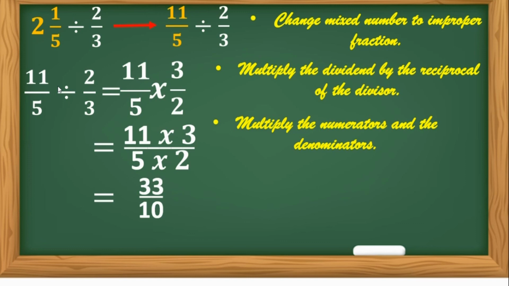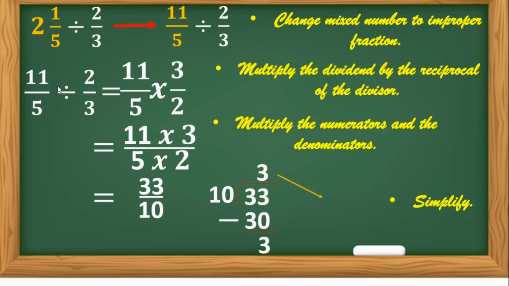So we have to divide the numerator by its denominator. Okay, so 33 divided by 10 equals 3. And then 3 times 10 equals 30. Then 33 minus 30 equals 3. Now, 3, the quotient, becomes the whole number. And then the remainder, 3, becomes the numerator. And then the divisor 10 becomes our denominator. Now, the simplified answer is 3 and 3 over 10. So this is now our final answer.